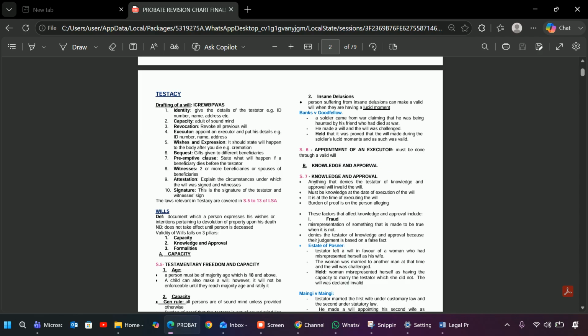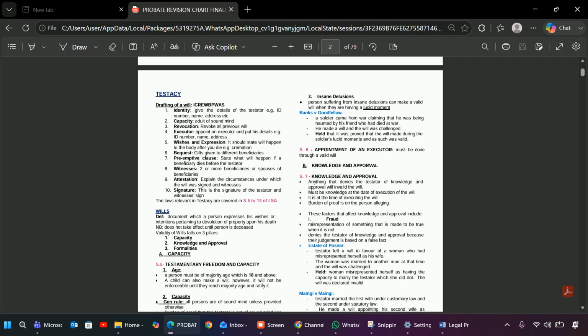And we also have bequest. These are gifts given to different beneficiaries. And we have preemptive clauses that state what will happen if a beneficiary dies before the testator. Then you have witnesses. Make sure that there are two or more witnesses who are not beneficiaries or spouses of beneficiaries. Where you want to have beneficiaries being witnesses, make sure you have two independent witnesses.